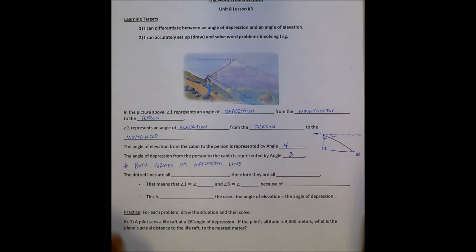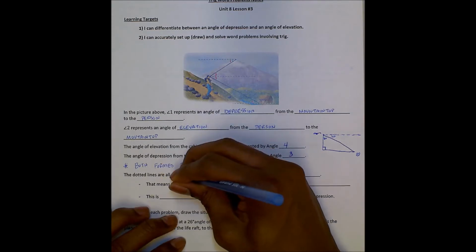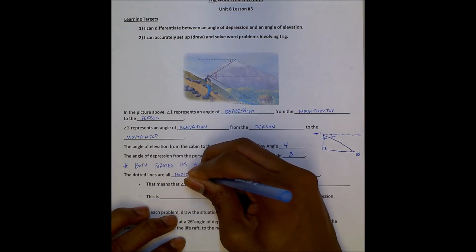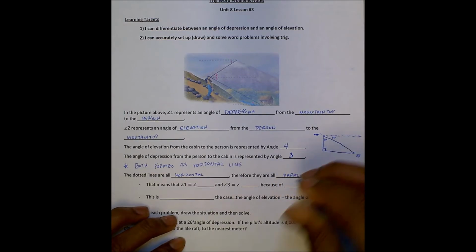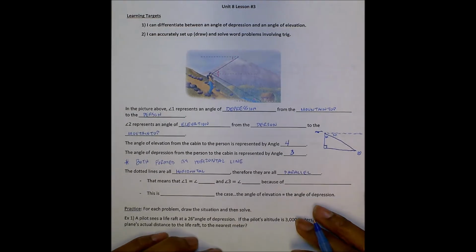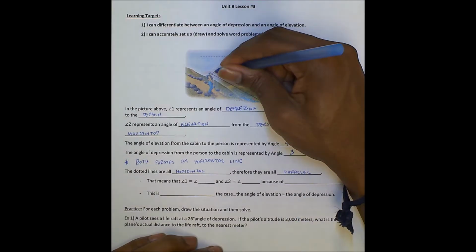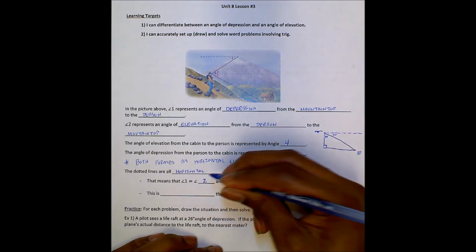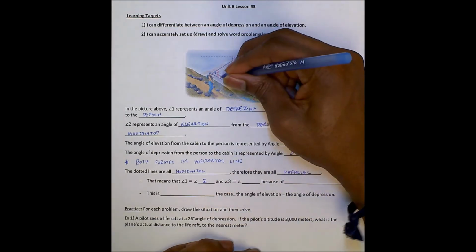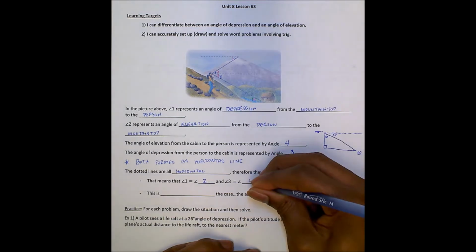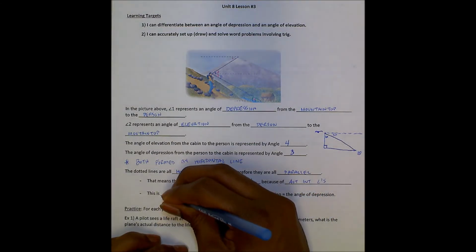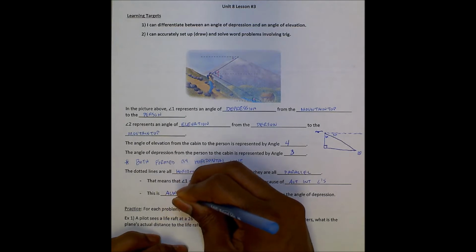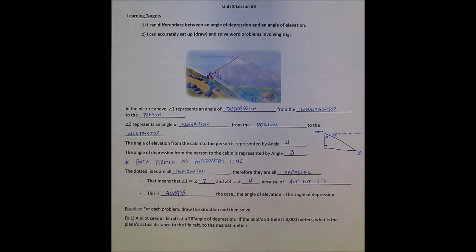The dotted lines are all horizontal, and so they are all parallel. Because they're parallel, that means that the measure of angle 1 is congruent to the measure of angle 2, and angle 3 is equal to angle 4. And that's all because of the alternate interior angles theorem from first semester. This is always the case.